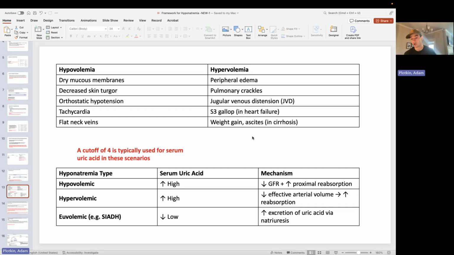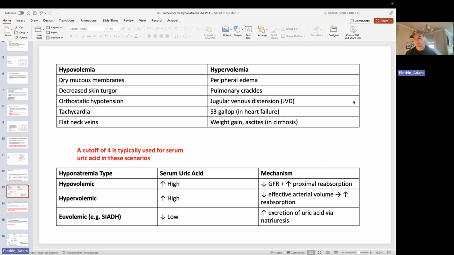We could have the hepatojugular reflex, right? Where I press down on the liver when my patient's at 45 degrees and we see the elevation of the jugular vein. We could see S3 in heart failure. We might also see weight gain and ascites, okay? So that one was the easy one.